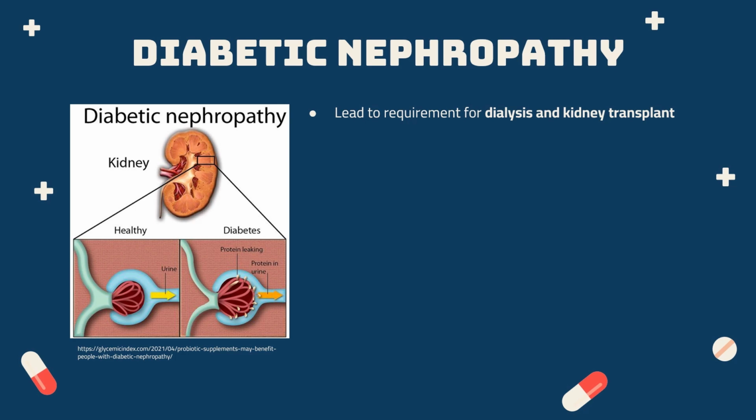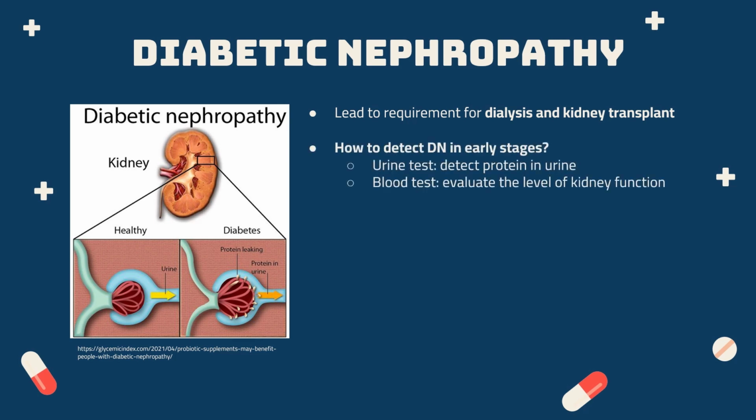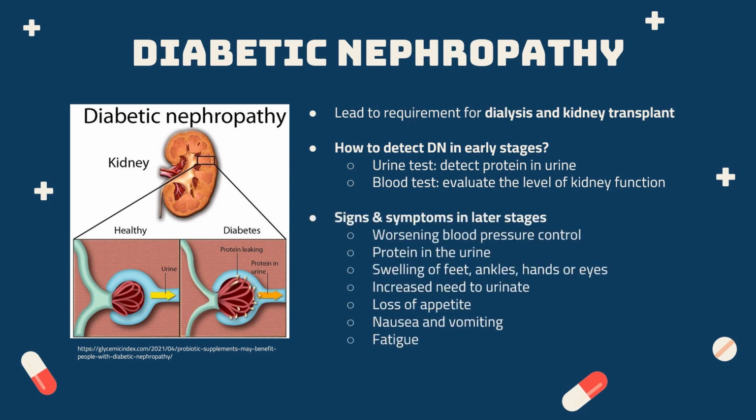Diabetic nephropathy commonly causes no symptoms until at least 80% of your kidney function is lost. Therefore, to detect diabetic kidney disease, healthcare providers rely on tests that measure protein levels in the urine and blood tests to evaluate the kidney function. In later stages, patients may present with worsening blood pressure control, foamy urine, and swollen feet.